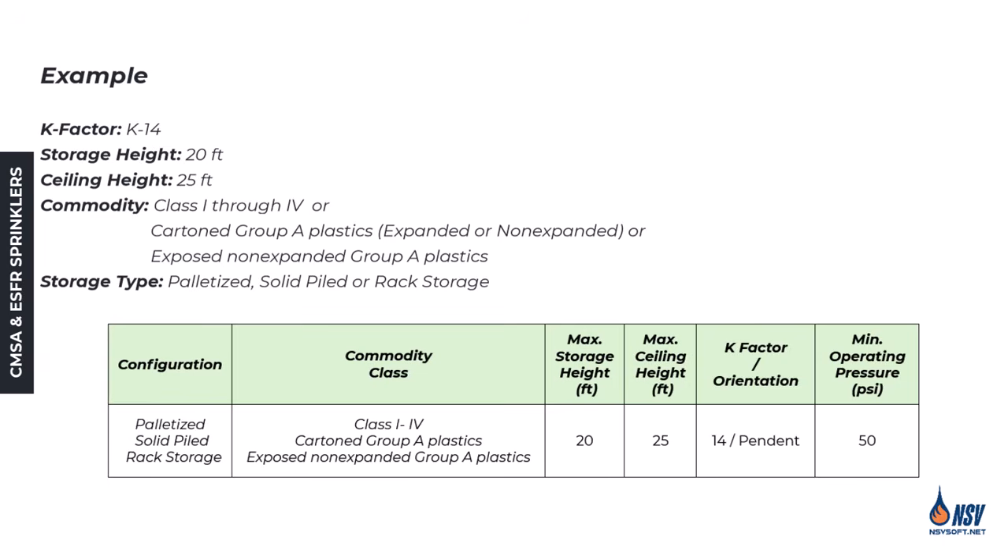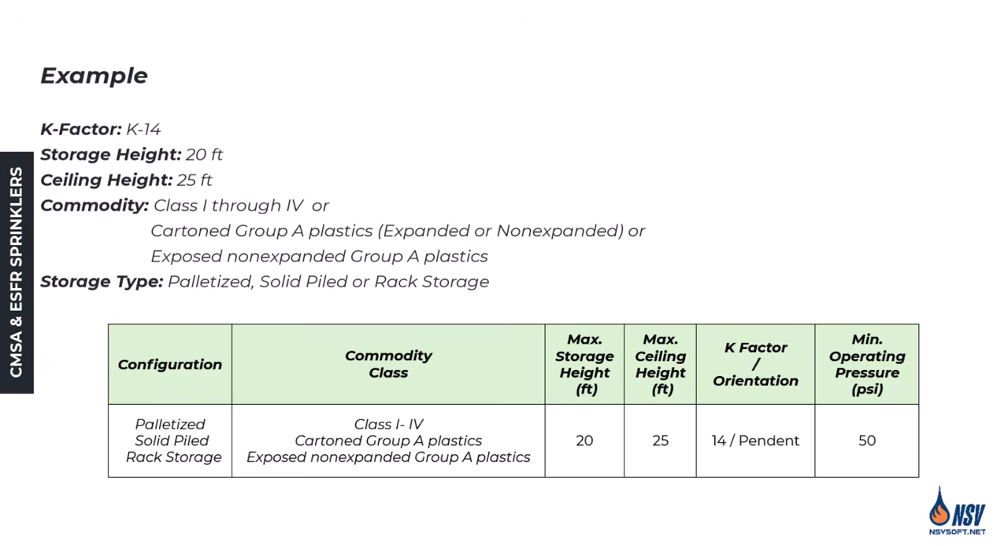For example, using K14 sprinklers for a 20-foot storage height and a 25-foot ceiling requires the exact same design criteria for Class 1 through 4 commodities, cartoned Group A plastics, and exposed non-expanded Group A plastics, regardless of whether the storage is palletized, solid-piled, or racked.